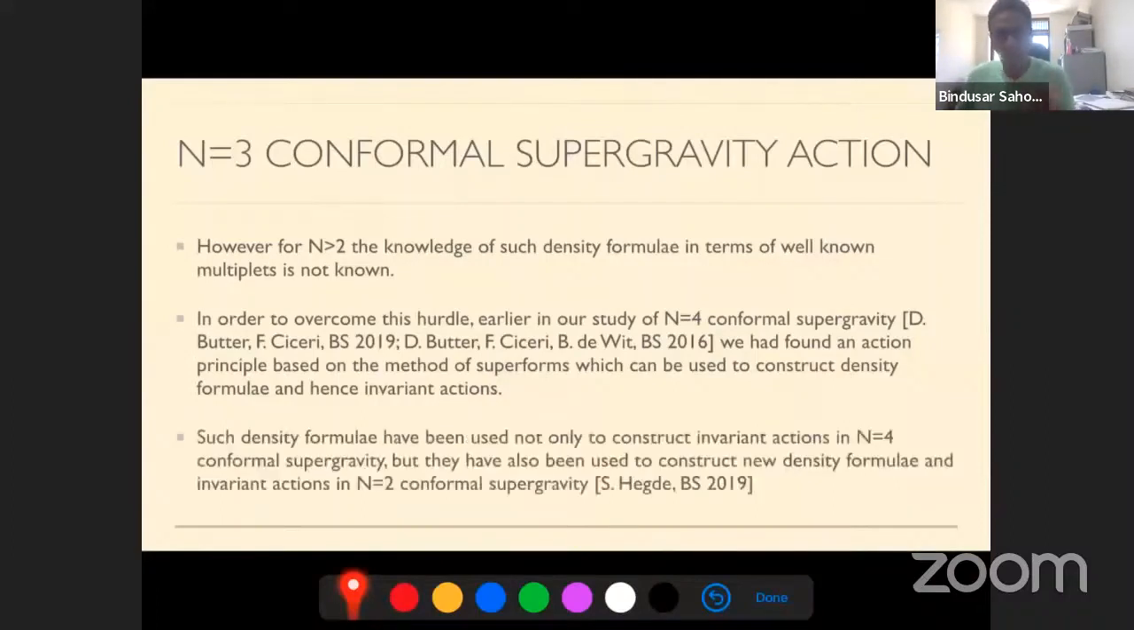So we started this method for N=4. Okay, but this method can be applied to any supergravity theory. So not only for N=4, we also found its application in N=2. So in this paper with Subramanya Hegde, we found new density formulae in N=2 and new actions in N=2, which are not constructed from a chiral density formula or a linear multiplet density formula.